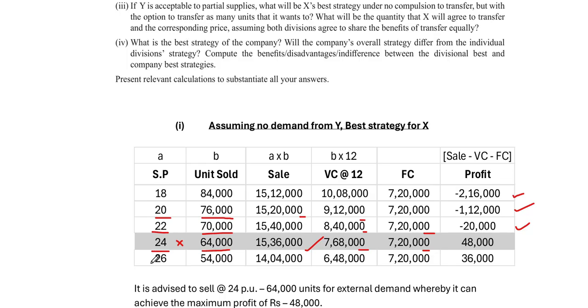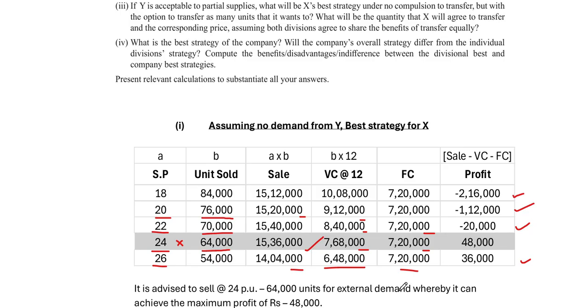In the last scenario, 26 is the selling price. Units sold is 54,000. So sales will be 26 into 54,000, 14 lakh 40,000. Variable cost is 54,000 units into 12 rupees, 6 lakh 48,000. 7 lakh 20,000 is the fixed cost. So overall profit will be sales minus variable cost minus fixed cost. So 36,000 is the profit.